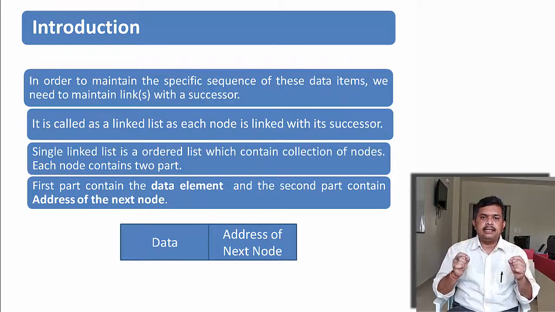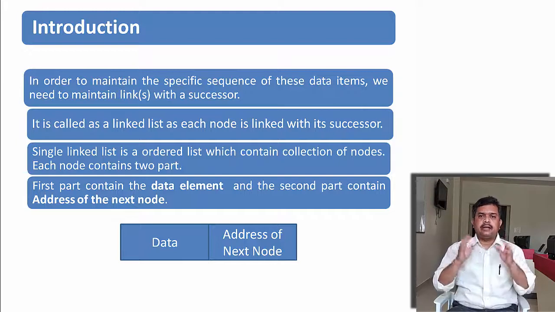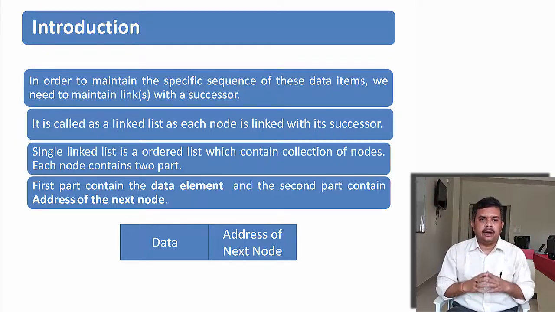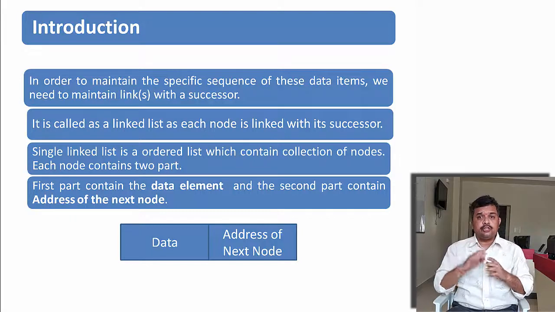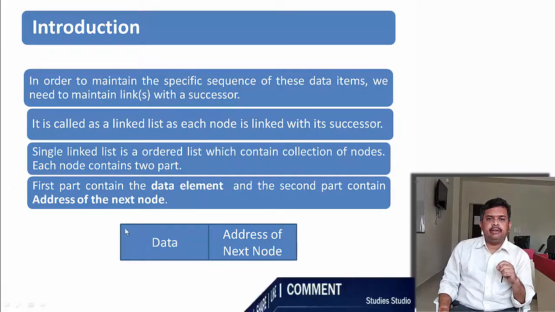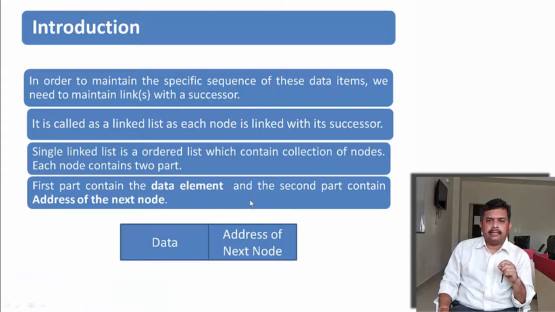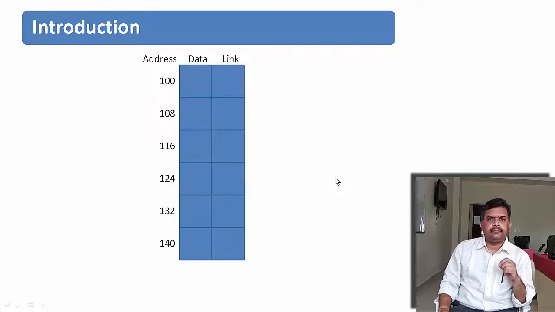A single linked list is an ordered list which contains a collection of nodes, and each node contains two parts. The first part contains the data element and the second part contains the address of the next node. Here you can see in this particular diagram, if we say this is a node, then the first part contains the data and the second part contains the address of the next node. Let us see an example.